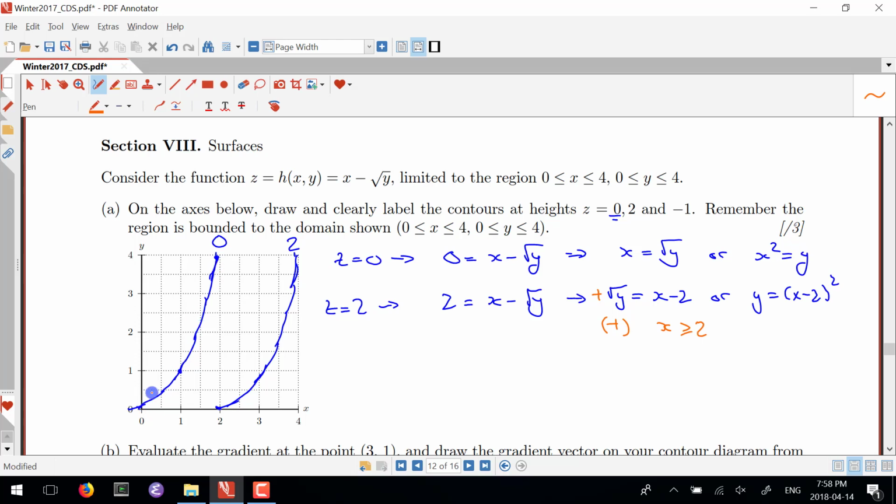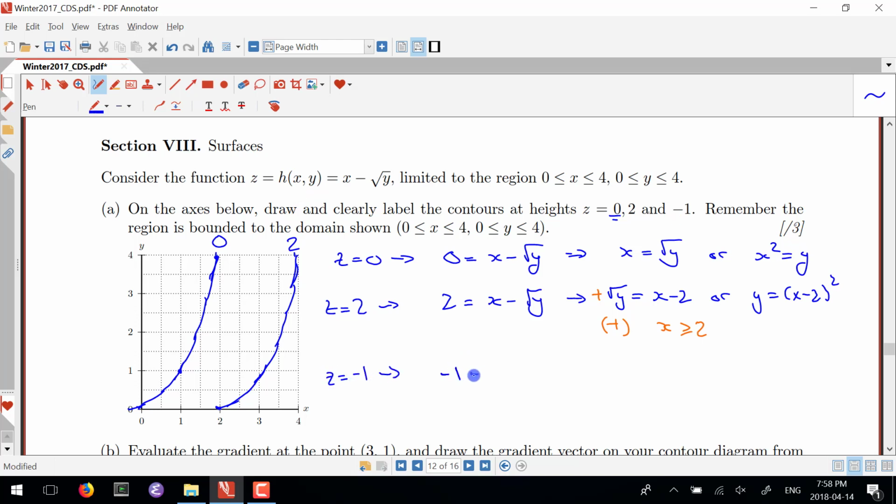We can imagine a surface that's at height 0 along here, height 1, height 2, height 3, and so on. Just be careful. You cannot have contours that cross at different heights when you have a function of x and y. There should only be one z value for each point.